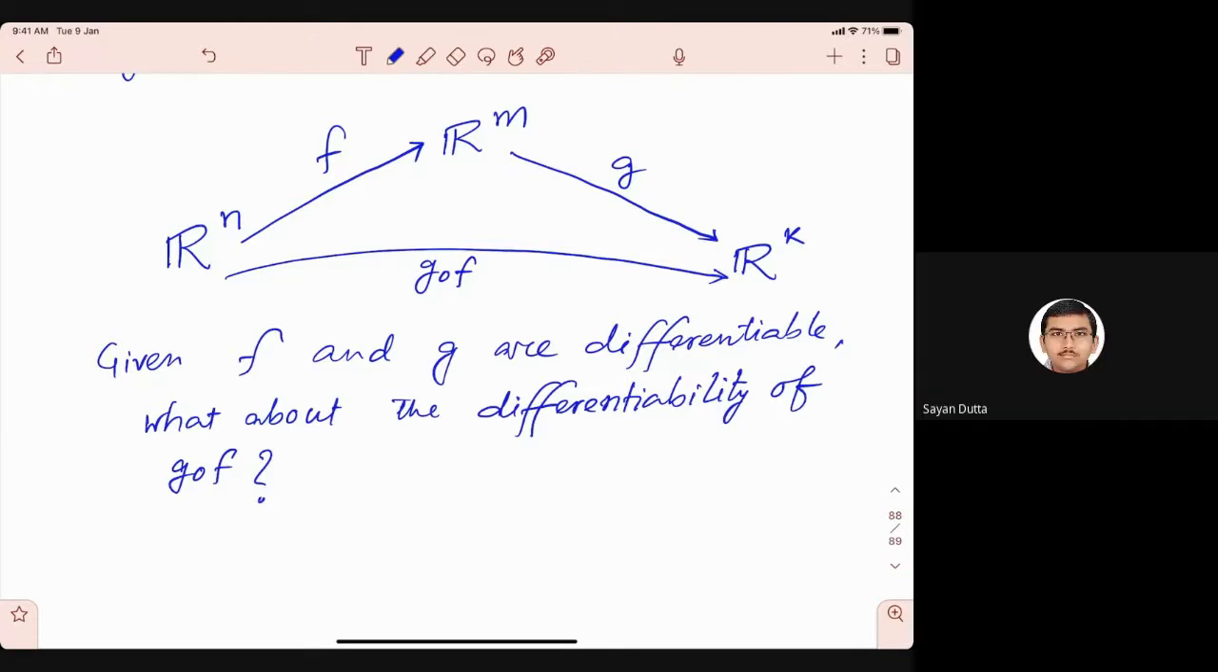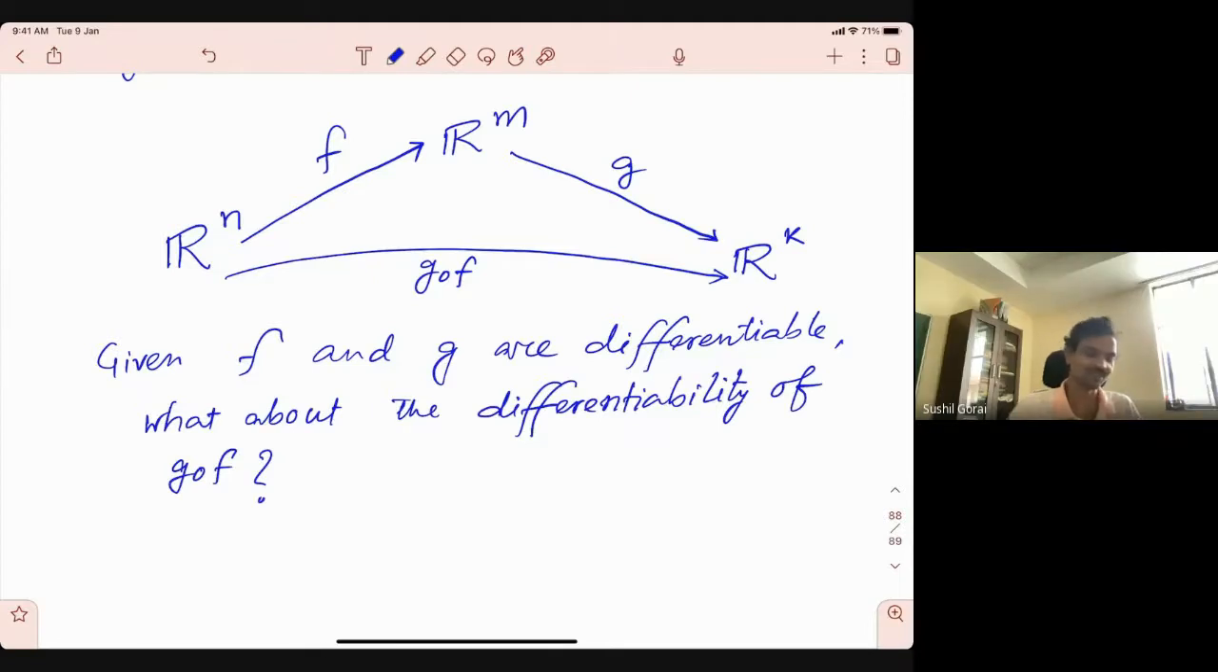If the derivative of f is given by the linear transformation lambda f, and the derivative of g is given by the linear transformation lambda g, then the candidate may be lambda g composed with lambda f, the composite. So, actually, this is correct. This is the right candidate.